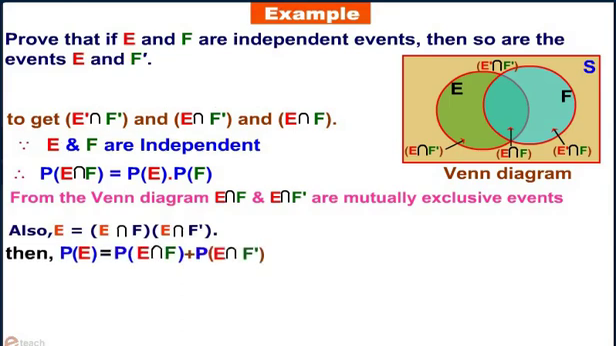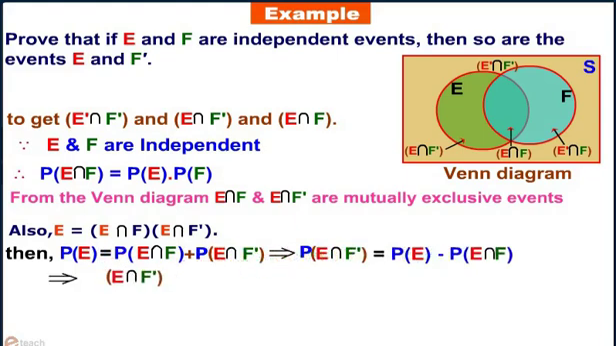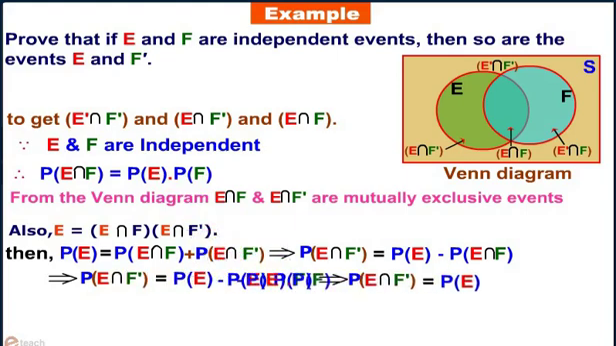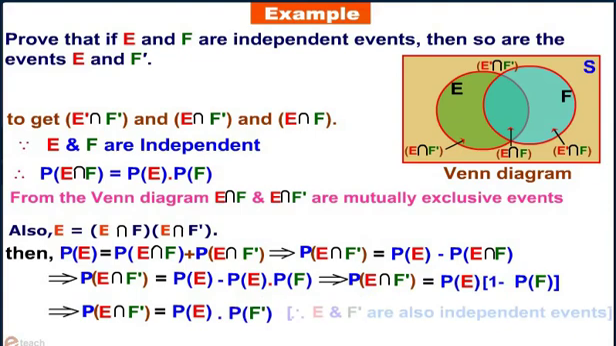Also, E equals E intersection F union E intersection F dash. Then probability of E equals probability of E intersection F plus probability of E intersection F dash. Therefore, on simplification, we find probability of E intersection F dash equals probability of E into probability of F dash. Therefore, E and F dash are also independent events.